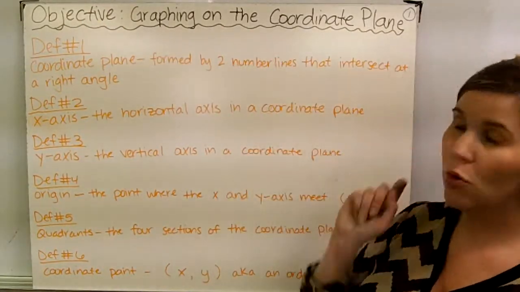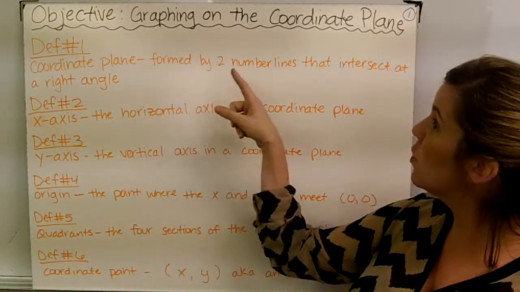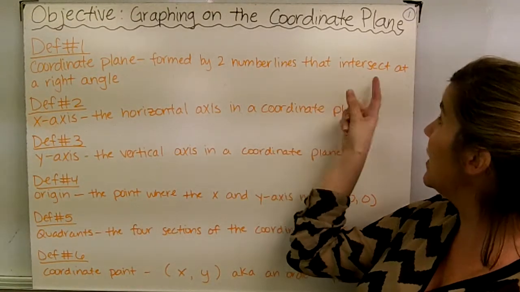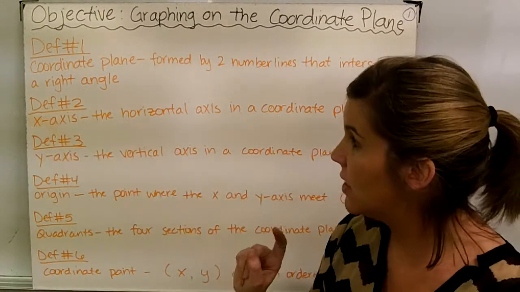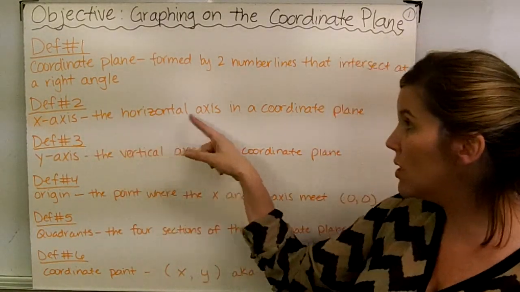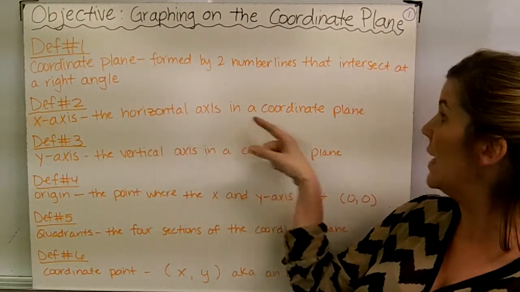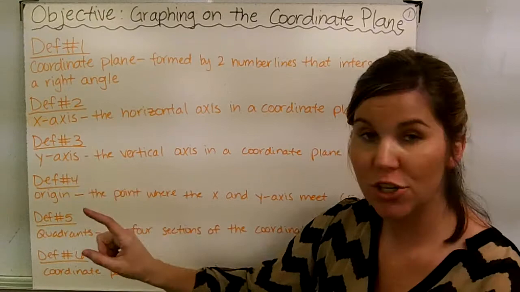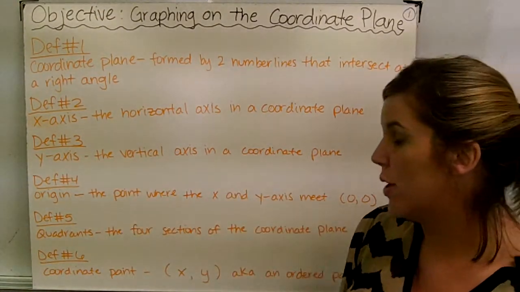Objective: graphing on the coordinate plane. Definition number 1: a coordinate plane is formed by two number lines that intersect at a right angle. So we have the x-axis. Definition number 2: the x-axis is the horizontal axis. So that goes horizontal in a coordinate plane. And definition number 3: the y-axis is the vertical axis in a coordinate plane.